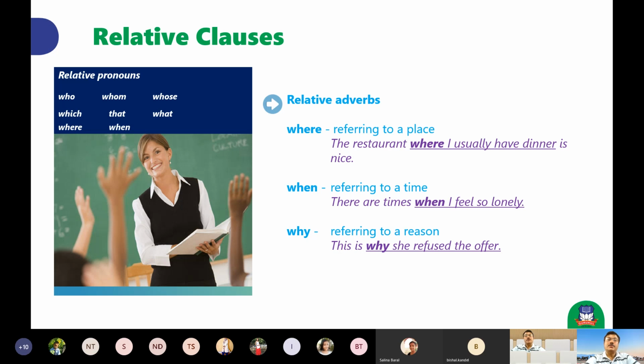And similarly, why refers to a reason. Where is place, when is time, and why is reason, to tell the reason. This is why she refused the offer. This way the relative adverbs are used.